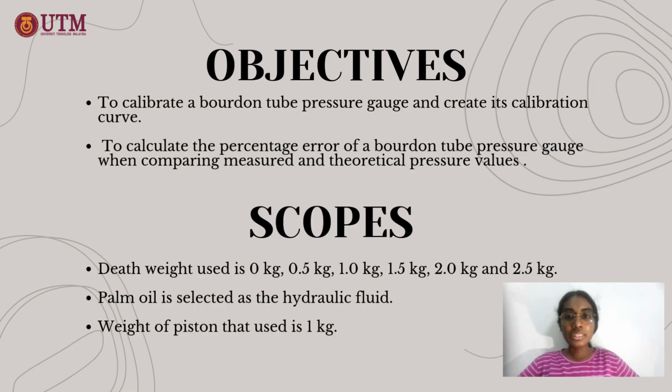The objectives of this experiment are to calibrate a Bourdon tube pressure gauge and create its calibration curve, also to calculate the percentage error when comparing measured and theoretical values of pressure. There are three scopes used in this experiment. First, dead weights used are 0, 0.5, 1.0, 1.5, 2.0, and 2.5 kg. Second, the pump oil is selected as the hydraulic fluid. And third, the weight of the piston used is 1 kg.